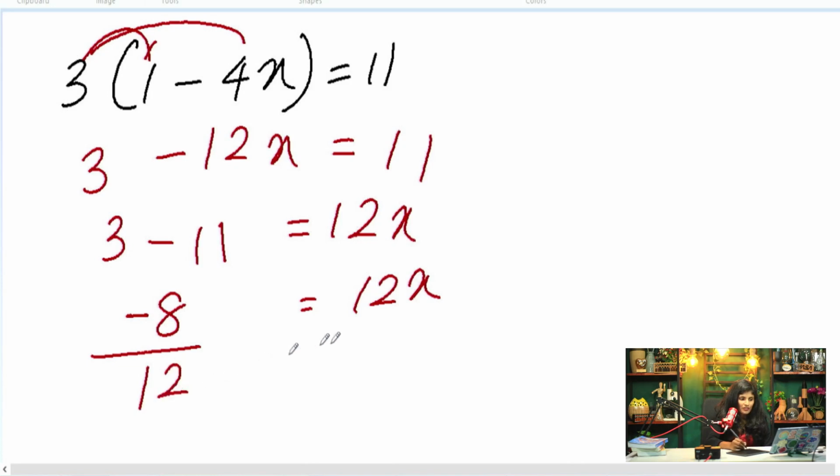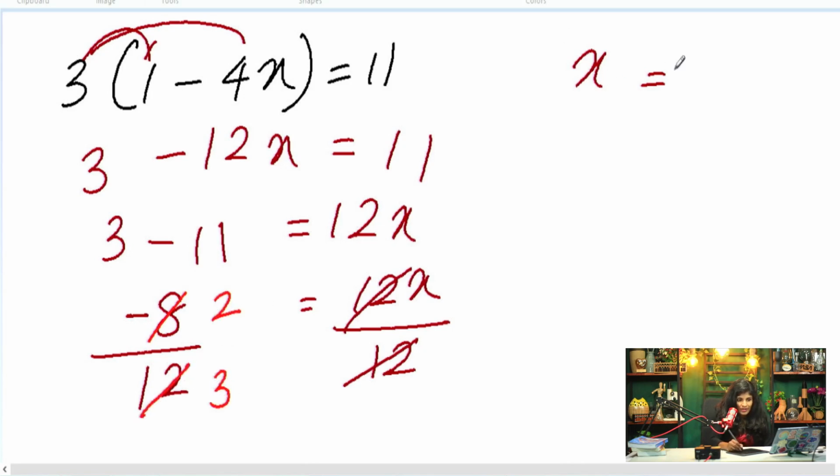Divide both sides by 12. 12 and 12 are cancelling out. x equals 8 divided by 12. We cannot divide 8 by 12, no. I will do it just like this. I will cut both sides by 4: 4 times 2, 4 times 3. If I take a fractional answer, this is the answer. This is the simplest fractional answer.